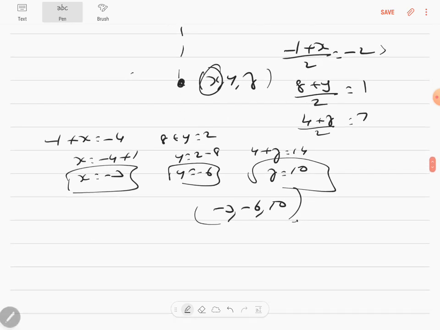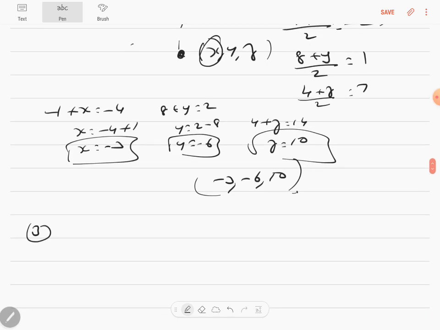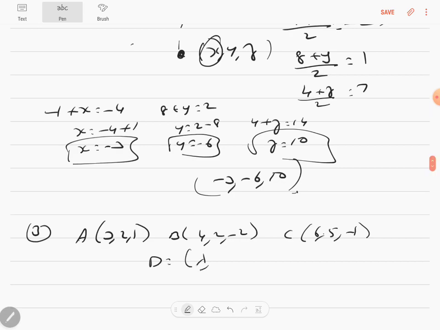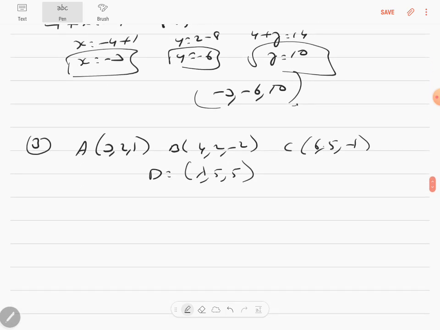The third question is: find the value of lambda for which the four points are coplanar, where A is 3 comma 2 comma 1, B is 4 comma 2 comma minus 2, C is 6 comma 5 comma minus 1, and D is lambda comma 5 comma 5. I think he is not saying it well. Find the value of lambda for which AB and CD are coplanar. Okay.